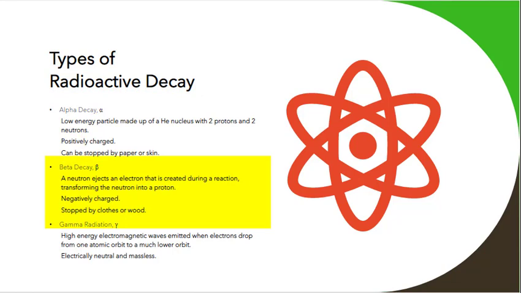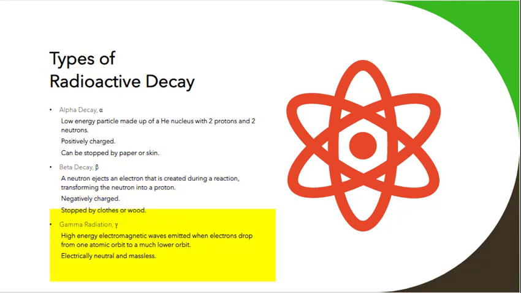Beta decay, when the neutron ejects an electron and that neutron becomes a proton, you get that energy that's left over. It ends up being a negatively charged electron with some energy, and it can be stopped by things like clothing or wood. Once again, it doesn't travel very far.